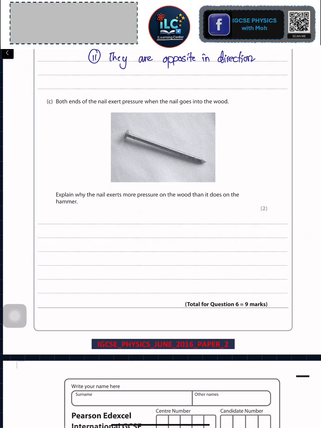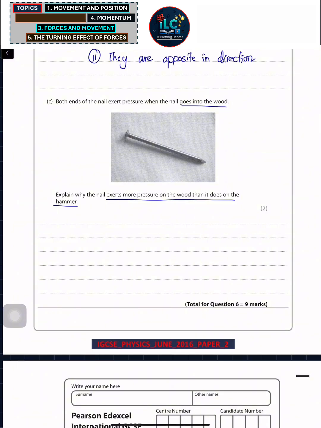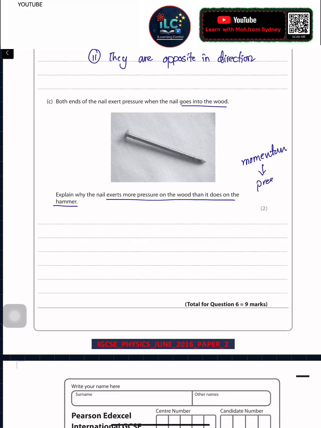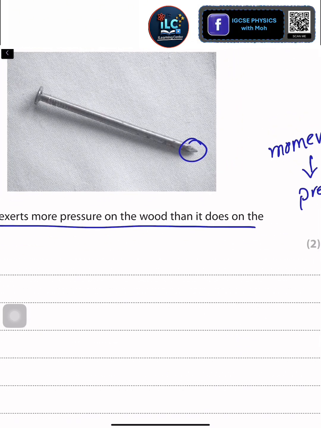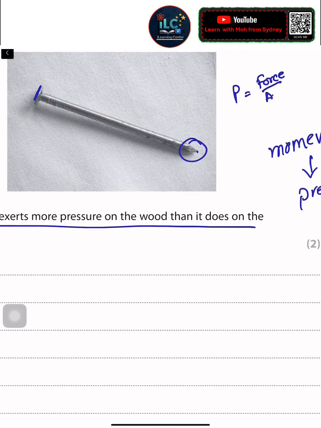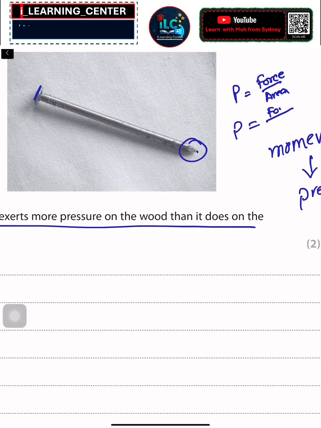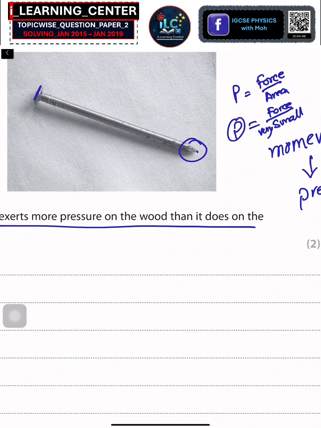Next question is, both ends of the nail exert a pressure when the nail goes into the wood. Explain why the nail exerts more pressure on the wood than it does on the hammer. So here this question is a bit different from momentum. We need to jump to pressure. But this is worth doing, it's not a very big deal. If you look at this carefully, for these things we have a very small area compared to this area. Pressure is equal to force by area. So if your area is very small, this pressure becomes immensely high. If you divide by a very small number, this variable will get very high.